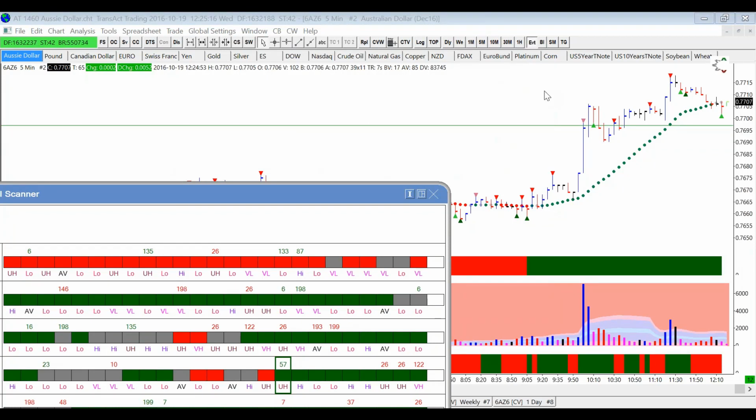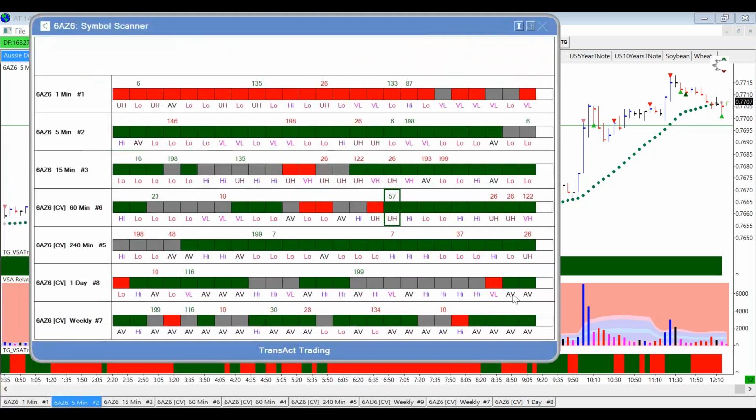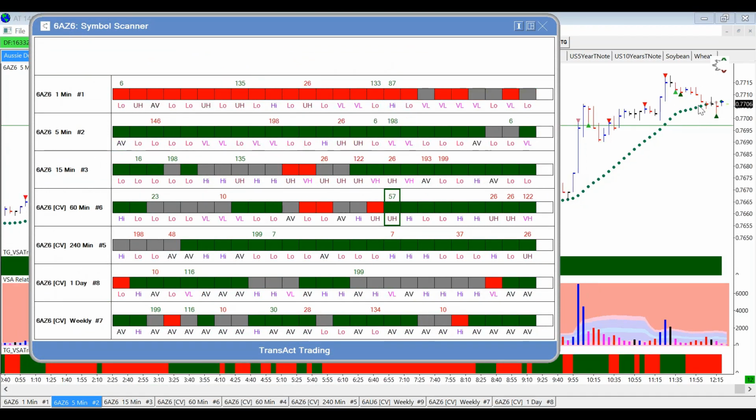Yep. Yep. Yep. It's in an uptrend. Okay. You can see here it's in an uptrend. You've got that is actually a 5-minute chart. So that'll close. Yeah. Now we've closed higher.